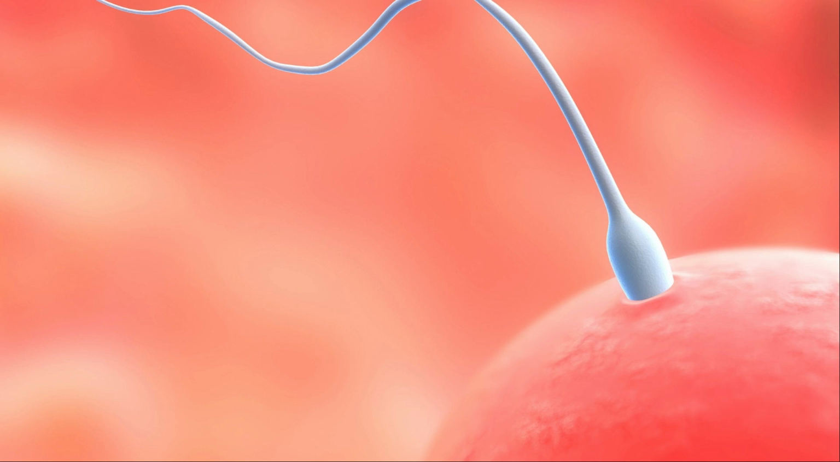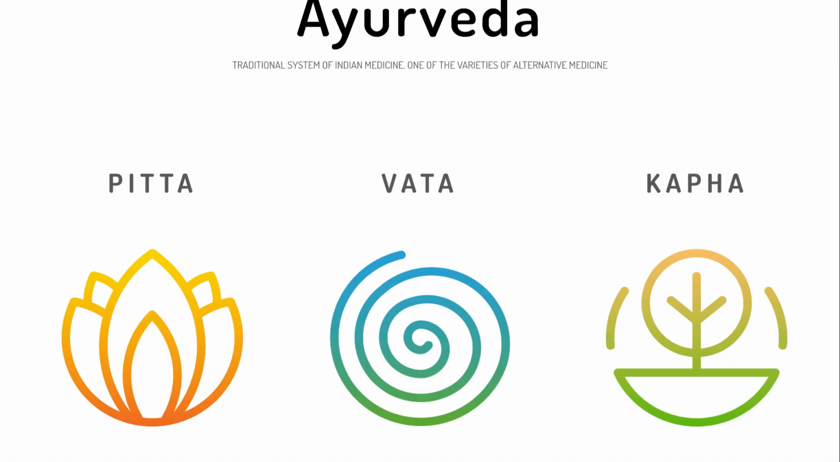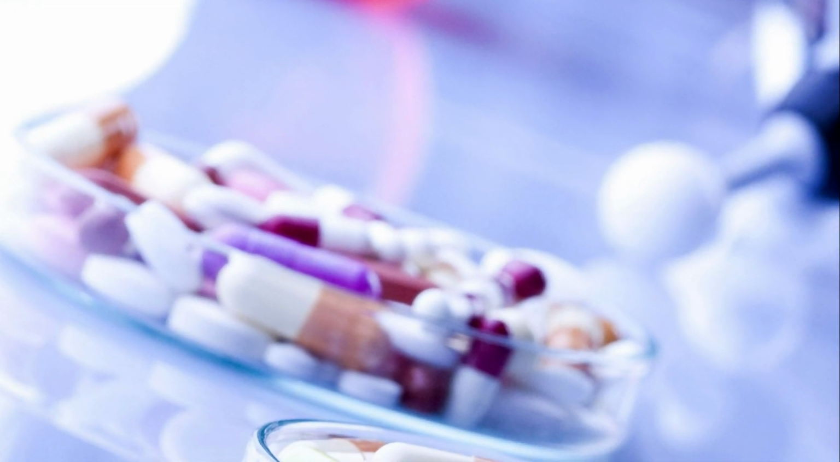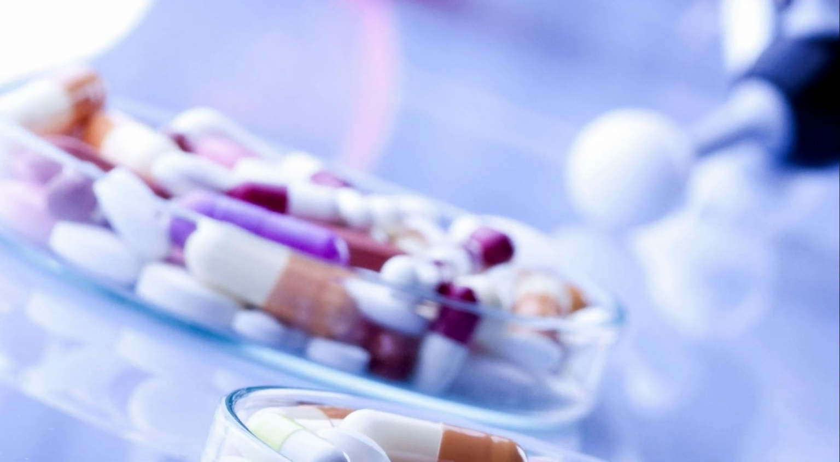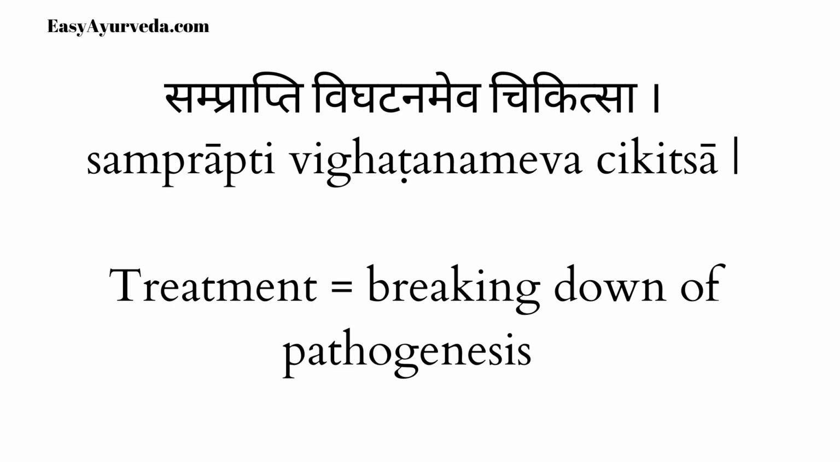So first thing is we need to understand the basic module or the person's whole nature, or whether it is doshic imbalance, all those things. Then accordingly try to select those drugs or combinations or yogas which fit into our category of how we can break the pathogenesis. So Samprapti Vikatana may be kept in mind, and accordingly drug selection is to be done.